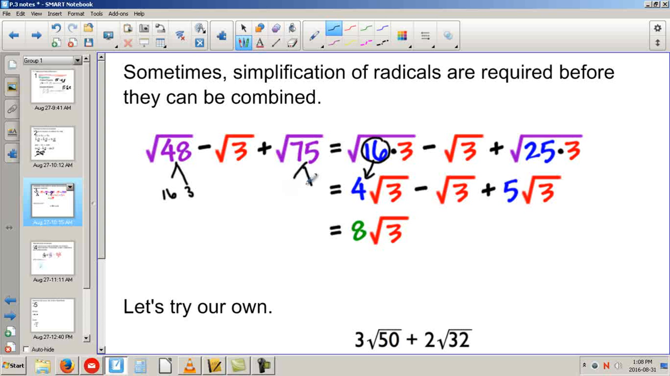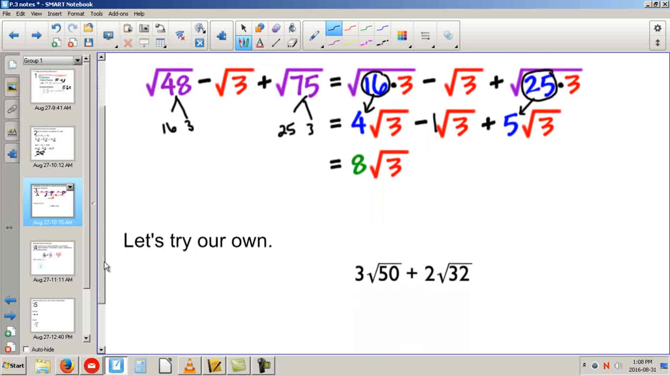75, if we divide it by 3, again, we're trying to hopefully find a 3 for all of them to match. Turns out that 25 goes in 3 times. Well, the square root of the 25, we know that to be 5. And so now I have 4 root 3 minus 1 root 3 plus 5 root 3. 4 minus 1 is 3. 3 plus 5 is 8. Hence 8 root 3.